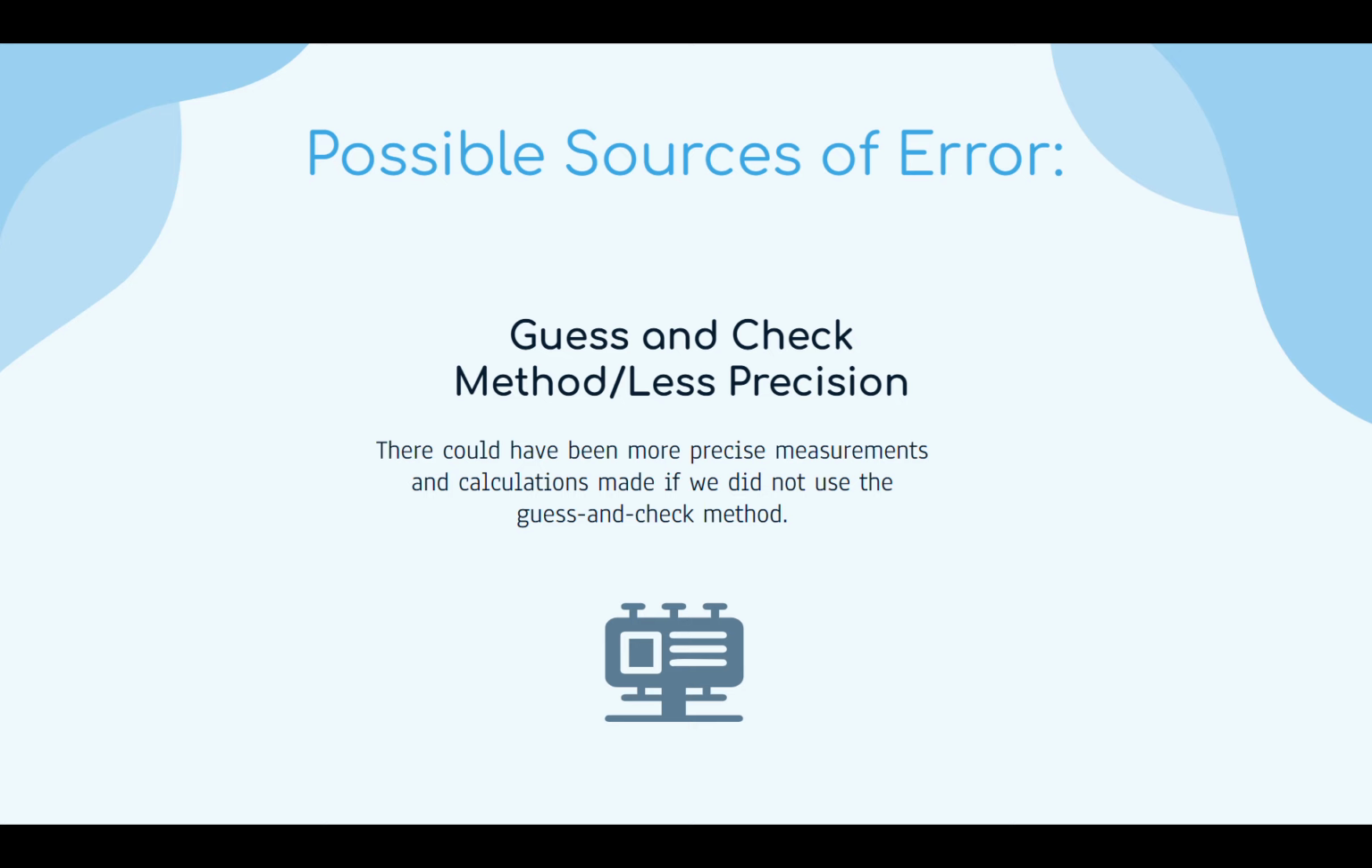So some possible sources of error. As I said, this was trial and error, so it was a guess and check method, which is less precise than a computational system would be.